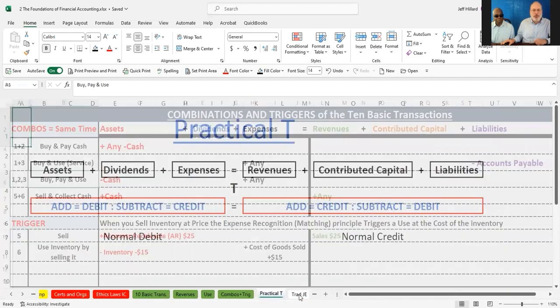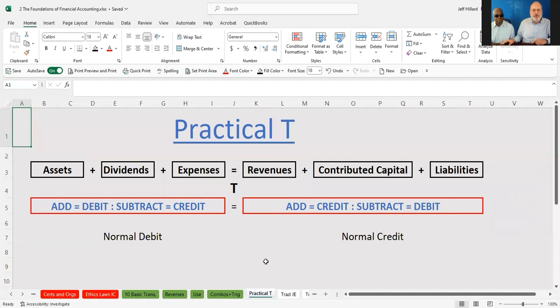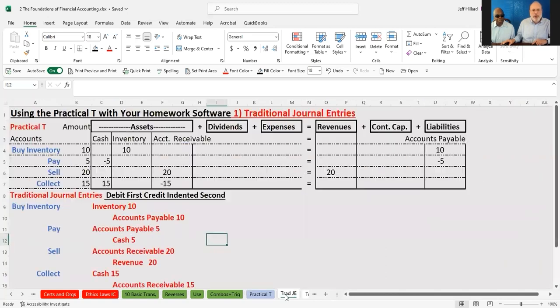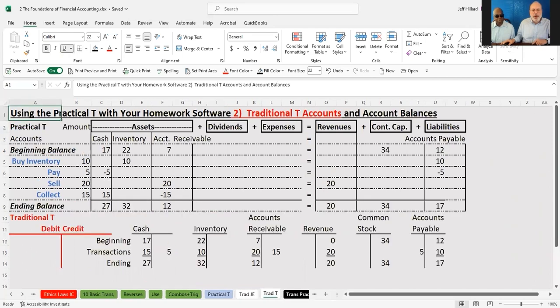And in our next one, we're going to come back to our soon to be famous practical T. And we're going to convert this, since we made this up. This is not how your homework software is organized, not yet. So we're going to convert practical T, which is much more understandable, to traditional journal entries, and show you an example there, and traditional T accounts.